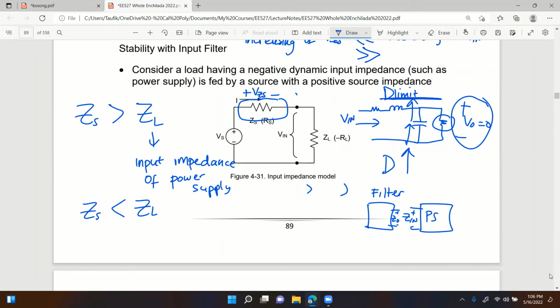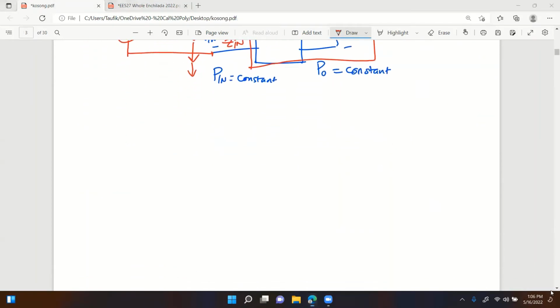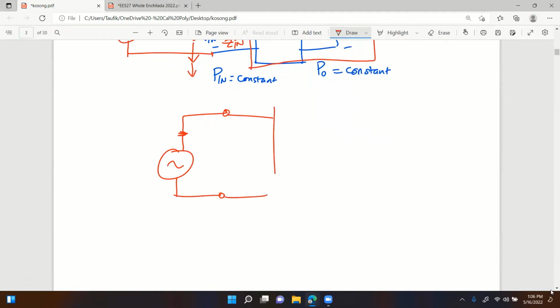However, that's not what we have, right? In a power supply, we don't have this. I'm going to draw again. What we have in a power supply is that we don't just have this source, and then the source impedance, and then connect straight to the power supply, or to a buck converter or boost converter. That's not what we do in the real world, right? What do we do in the real world? What's missing from here? Anybody?